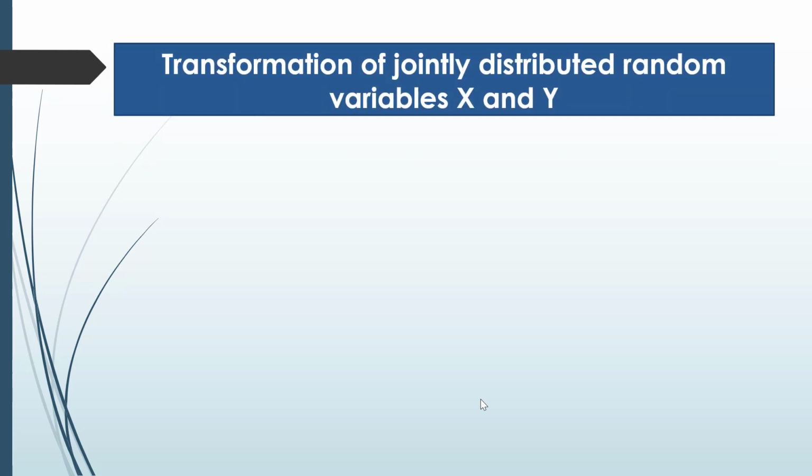Now we consider a two-dimensional case of a transformation: a transformation of jointly distributed random variables X and Y.